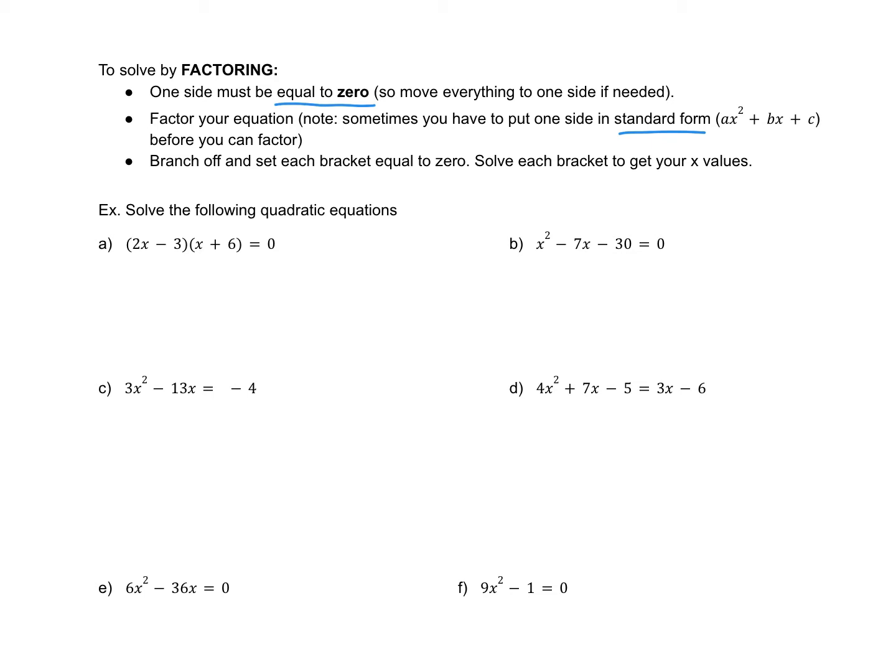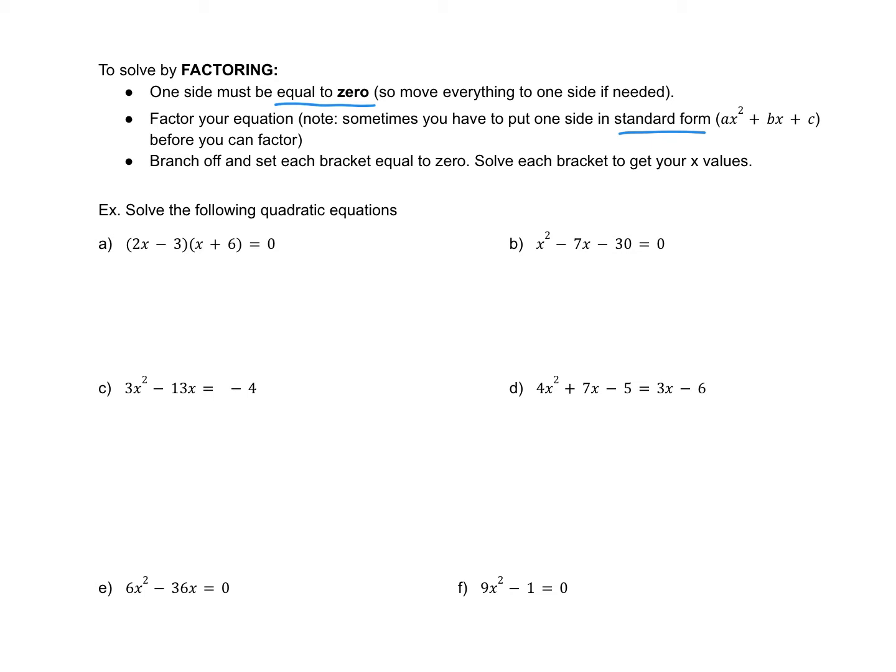Once you have factored your equation, you will set each bracket equal to 0 to solve for x. And the reason we do that is because we know that anything times 0 is 0. That's why our goal is to make one side equal to 0. That way, if you can figure out x to make one bracket equal to 0, it doesn't matter what's going on in the other bracket. Left side will equal right side, which will equal 0. So let's try our first example.